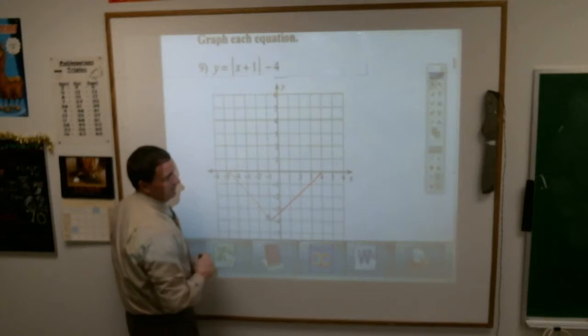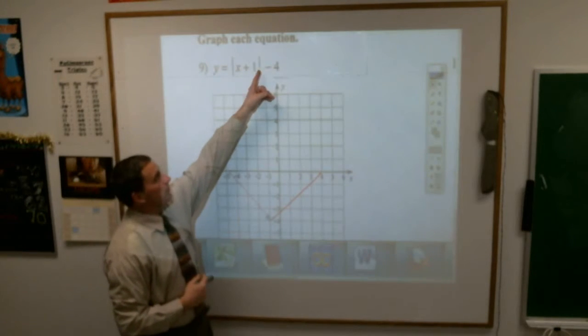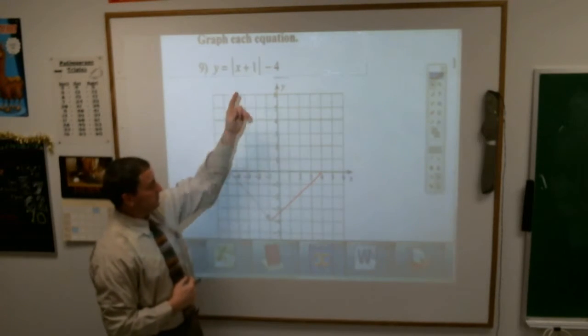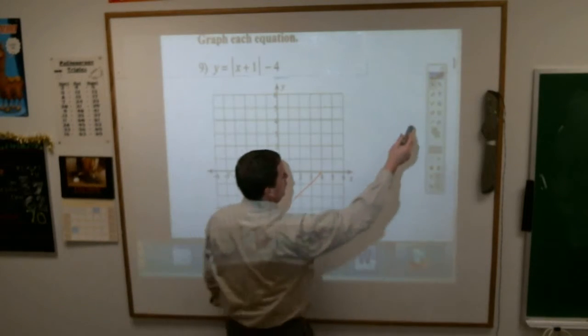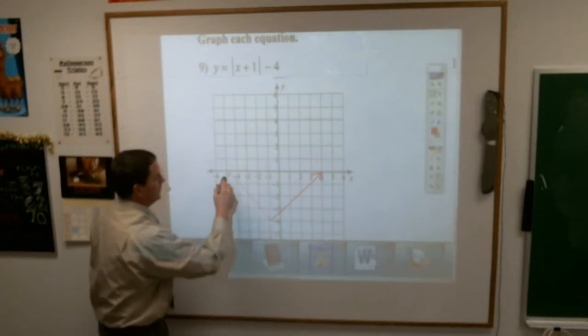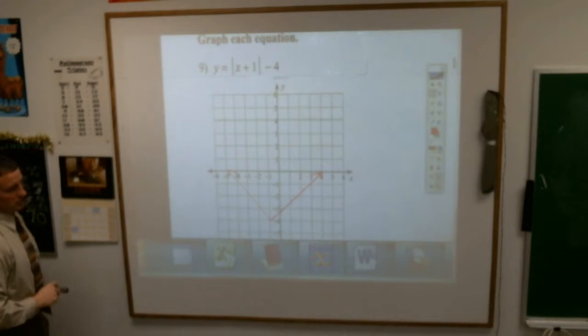So this is your graph of that. -4, -1, because it's opposite whatever's in there. And that is all the graph is right there. Make sure you put your arrows on it, it goes forever in that direction.